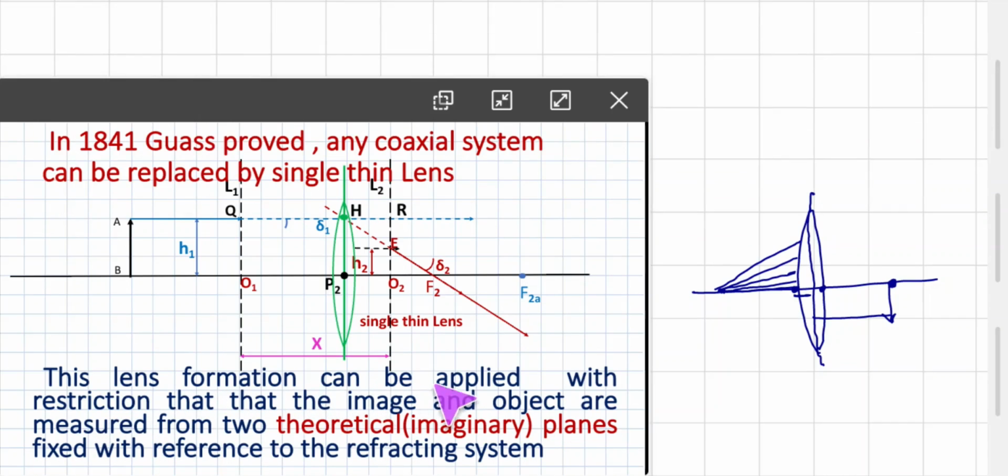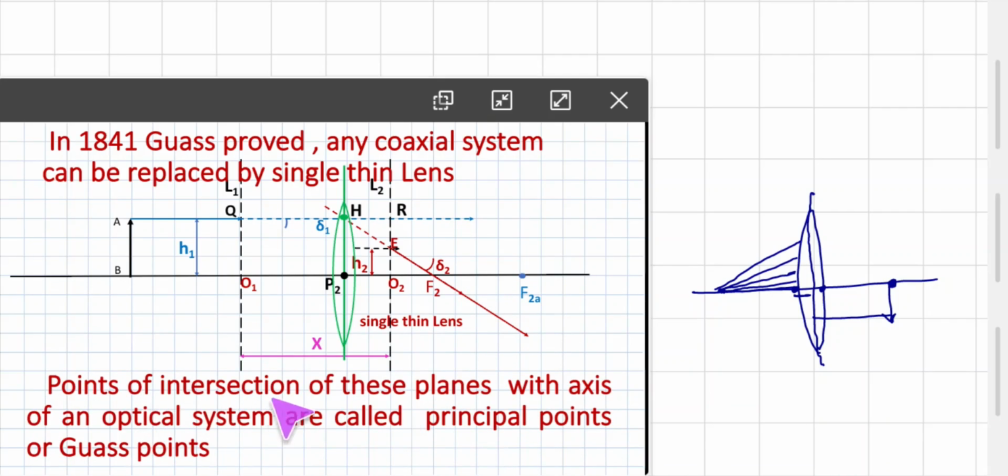This lens formation can be applied with the restriction that the image and objects are measured from two theoretical imaginary planes fixed with reference to the refracting system. So that is important. Now instead of using two lenses, when we place a single lens, the question is where the distances are measured from. So remember, this is important: the image and objects are measured from two theoretical imaginary planes fixed with reference to that refracting system, and that we are going to consider.